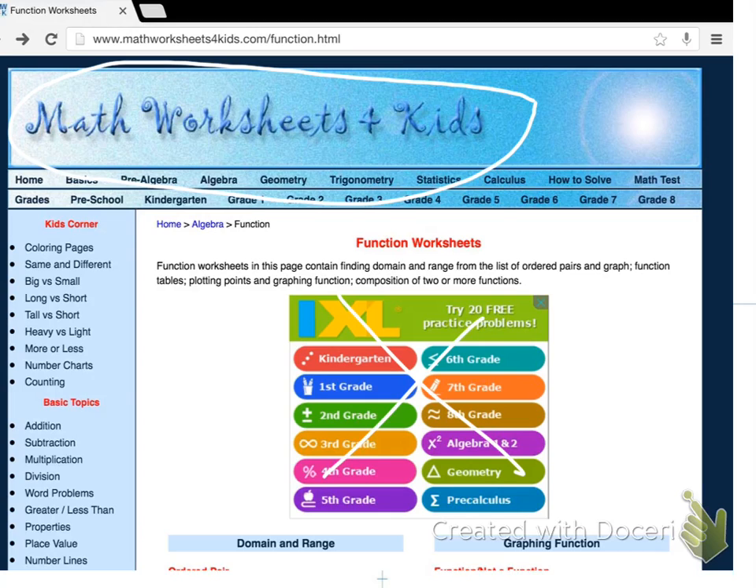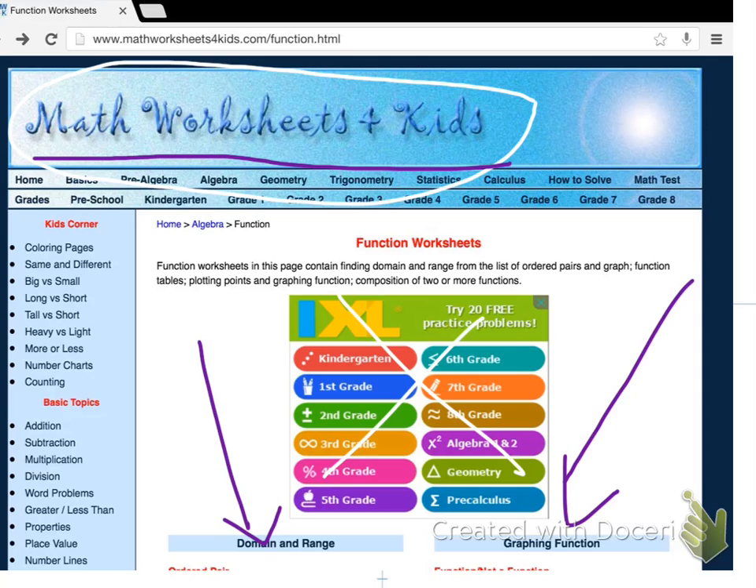Math Worksheets for Kids, and if you scroll down, you can actually see, I can't scroll down, this is a screenshot, but you can see where I got some of these videos. There's some of the content, domain and range, there's graphing functions, there's a whole bunch more below that are just about functions. When I did a search for domain and range worksheets, this is what came up, and as I already know, you've already found this to be a very useful tool.